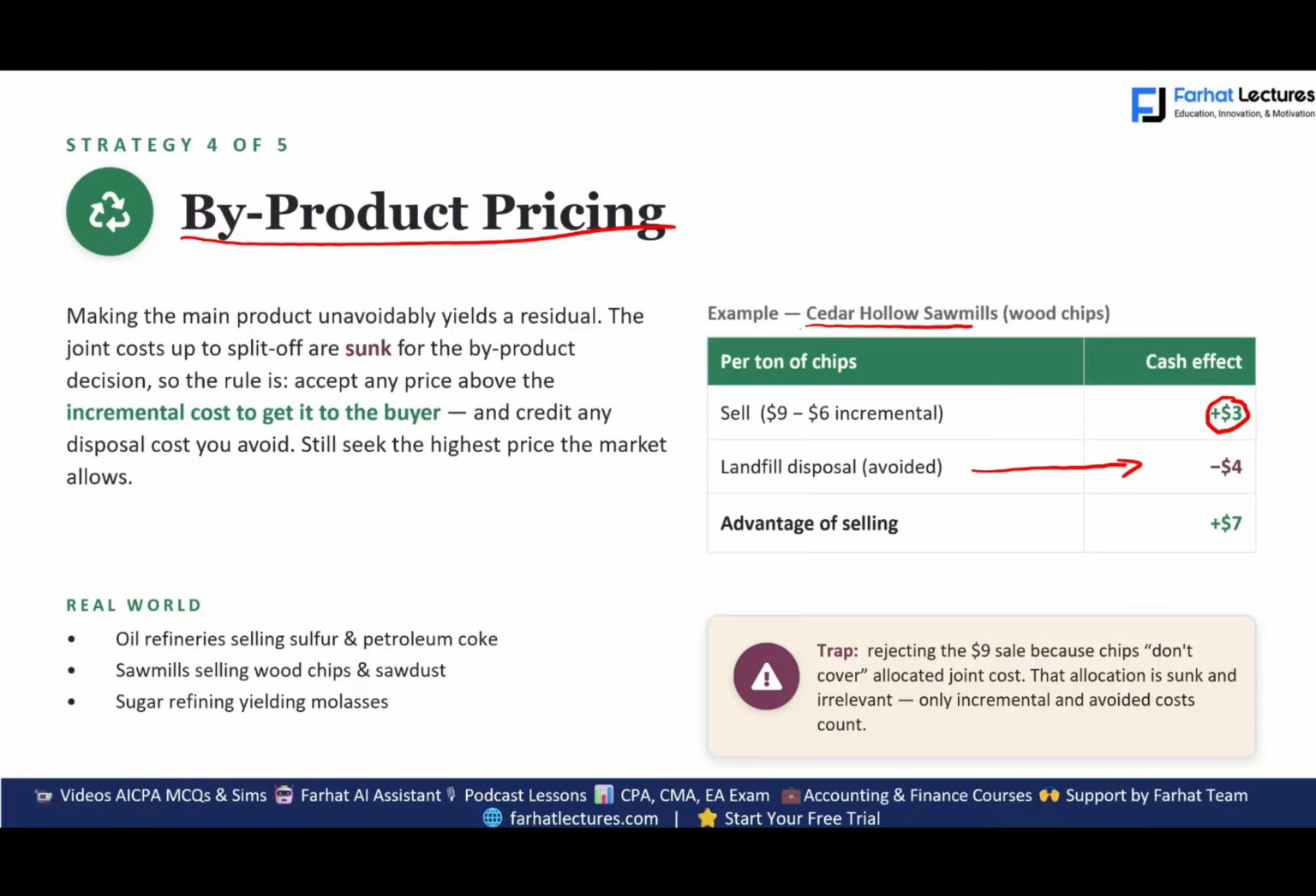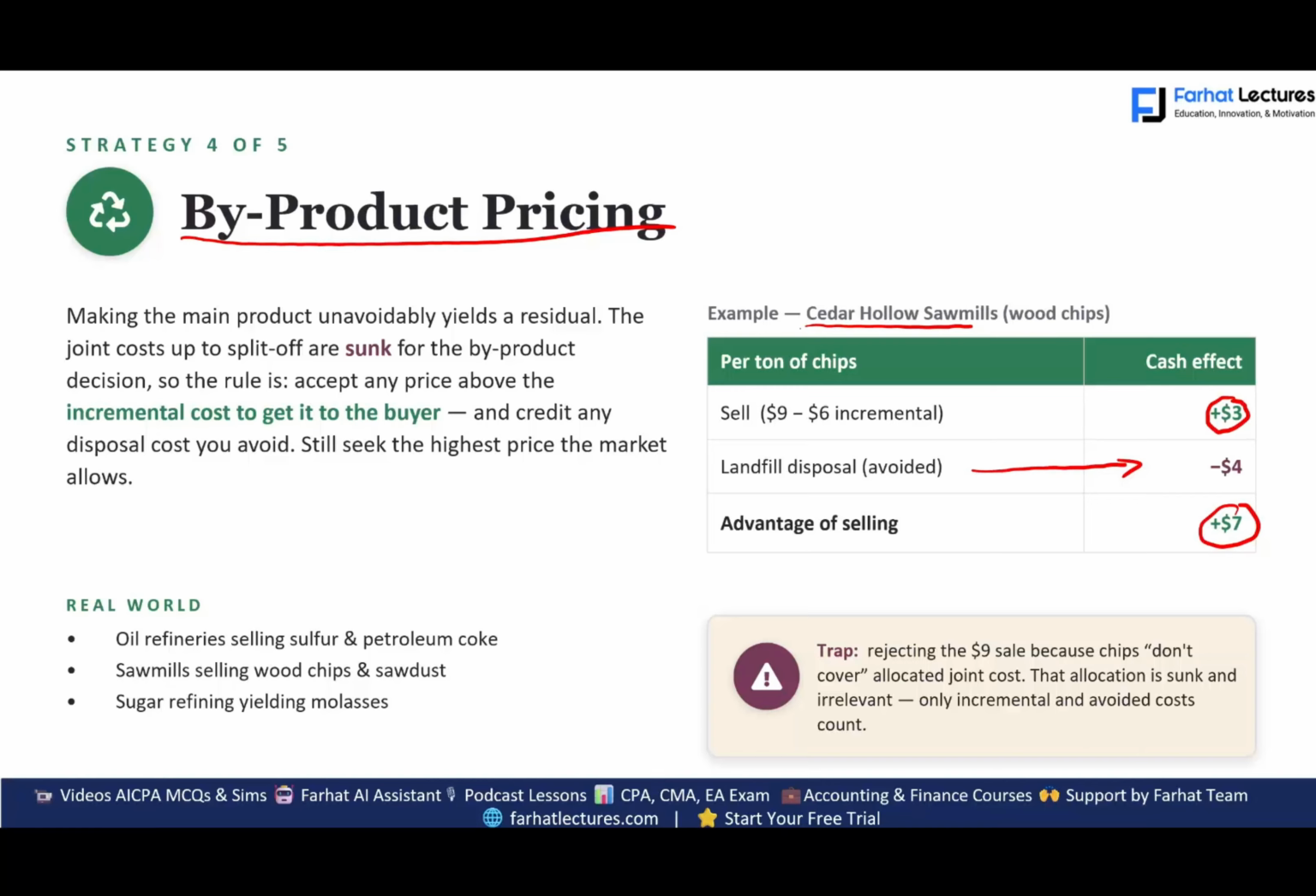Therefore, the advantage of selling them is $7, because you sold them, you made $3 profit, and you avoided a $4 expense. Now, what is the biggest behavioral trap here when it comes to management? That's the sunk cost fallacy.